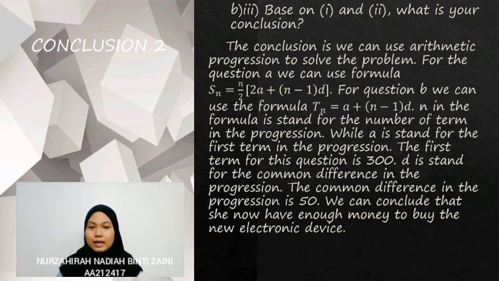N in the formula stands for the number of terms in the progression, while A stands for the first term in the progression. The first term for this question is 300. D stands for the common difference in the progression. The common difference in the progression is 50. So, we can conclude that she now has enough money to buy the new electronic device.